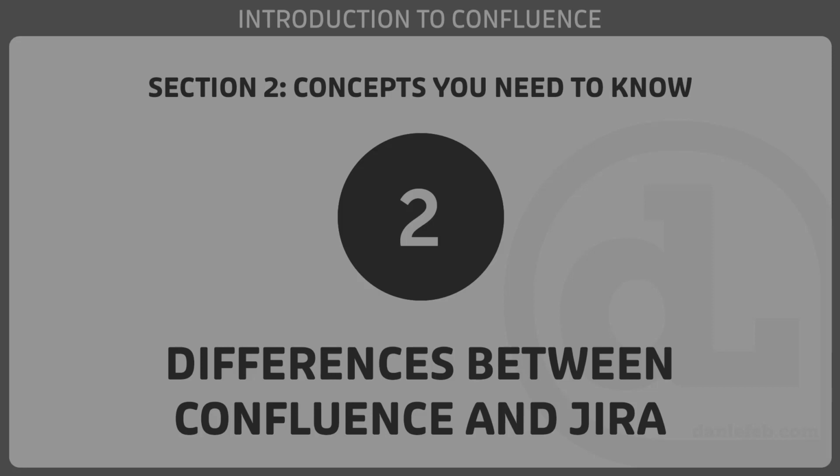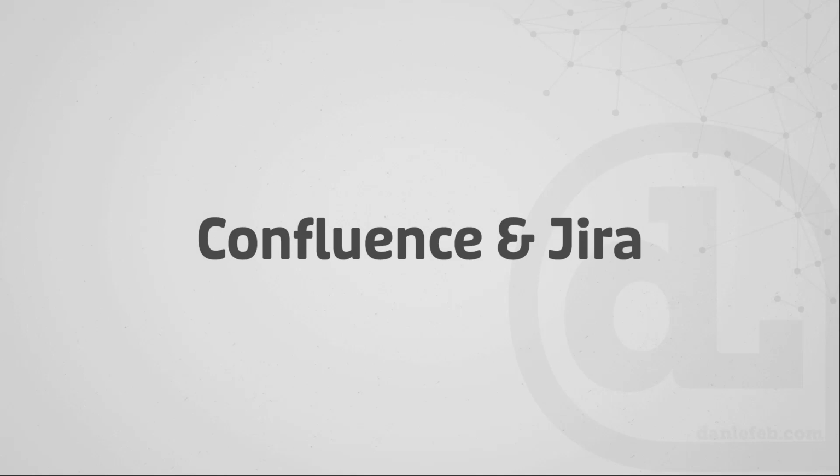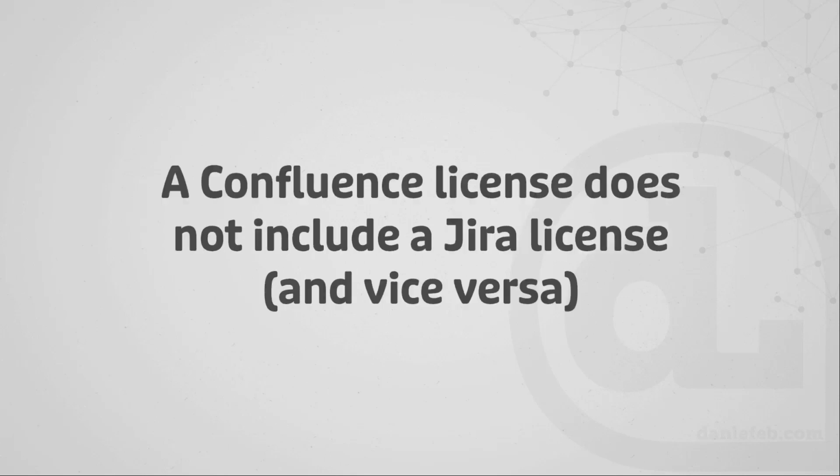In my experience, it's easy for users who are new to Confluence to confuse it with Atlassian's most popular product, Jira. So in this video, we'll take a quick look at how Confluence and Jira are different. The first thing to keep in mind is that Confluence and Jira are separate licenses. That means it's possible to have a license to Confluence without Jira. It's also possible to have a license to Jira without Confluence. So having one does not necessarily mean that you'll have the other. So it's possible for your organization to have Confluence and not have access to Jira.